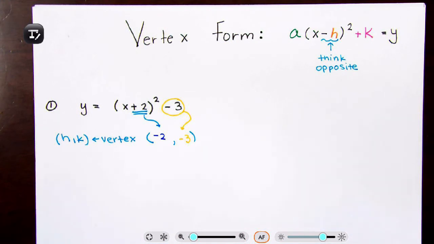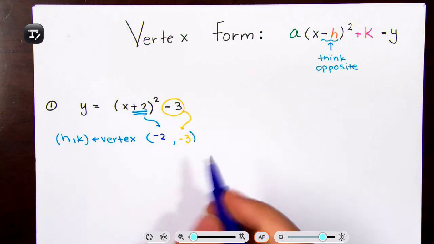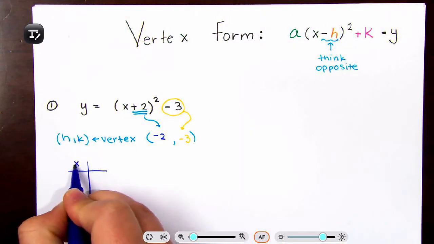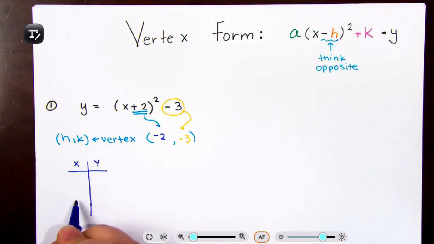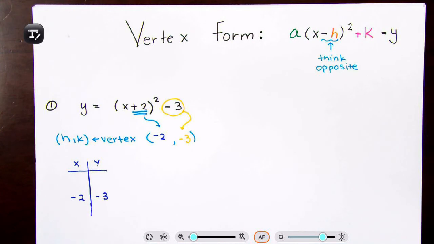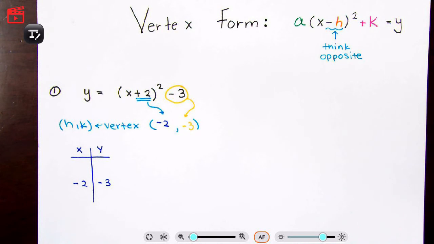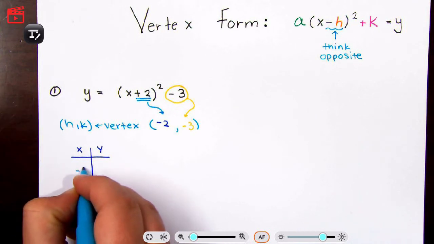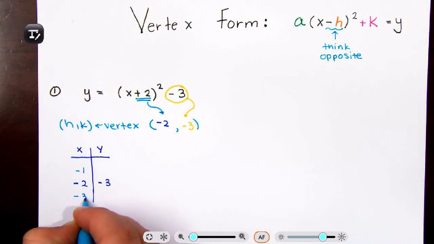After that, you're going to do a t-chart. Now let's do one here. And I'm going to write my vertex point kind of in the center of it. So that's going to be negative 2, negative 3. Now the other two x values that I'm going to select are going to be one above and one below, or you can do one that's very close to your x value on the vertex. So for example, I'm going to choose negative 1 and I'm going to choose negative 3.